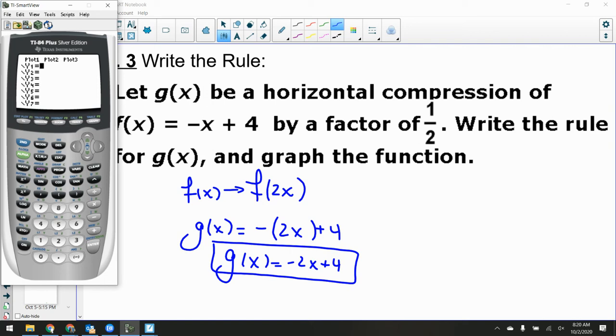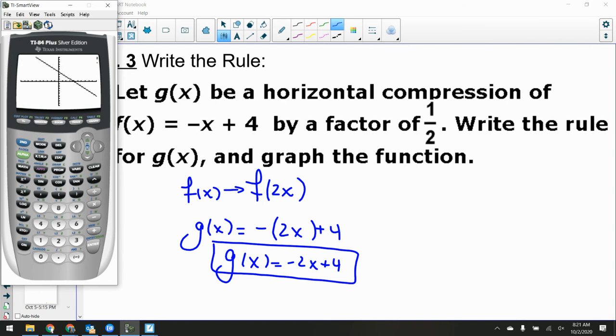But if you go into your y equals and you graph the original, negative x plus 4, and then you graph your final, negative 2x plus 4, what should you see? Visualize it before you hit graph. Horizontal compression, pushing it toward the y-axis. Let's see if that actually happened.